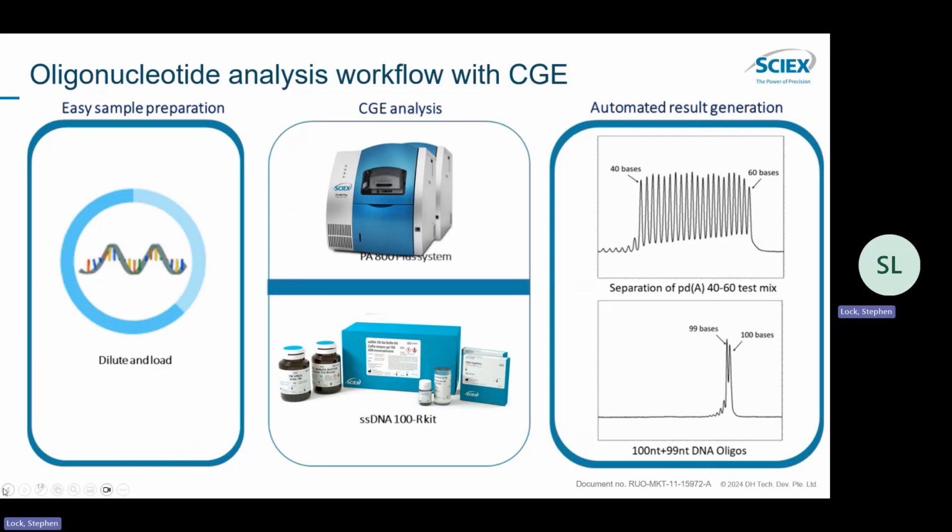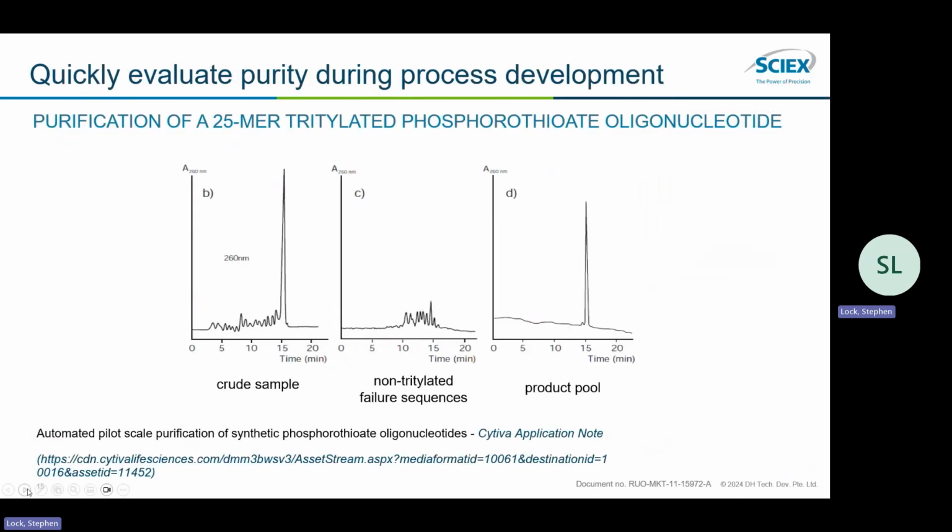And this slide here just shows you how we work in this space for looking at these smaller oligonucleotides. In this case, we use the P800 Plus system as shown in the top. We have the ssDNA 100R kit, which is a single-stranded DNA kit, used to look at smaller base lengths, so up to 100 mers. And you can see on the far right-hand side of this slide how we can separate 40 to 60 bases with single base pair resolution. And that's essentially what you need when you're looking at these ASO materials.